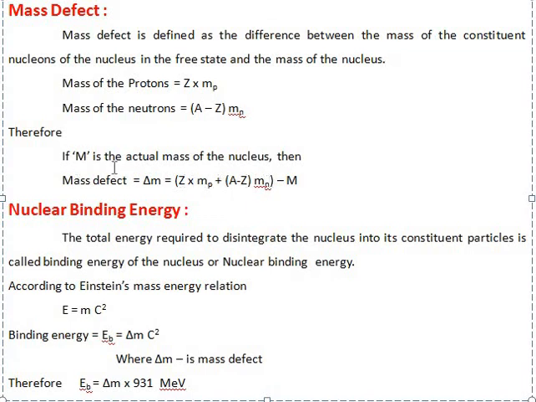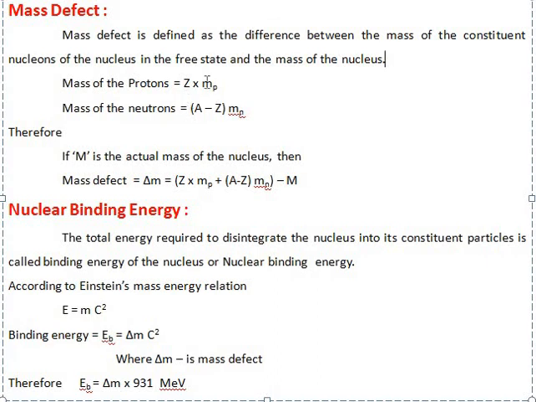If M is the actual mass of the nucleus, then for the mass defect, the actual mass is less than the theoretical mass. Dear students, the actual mass is less than the theoretical mass.